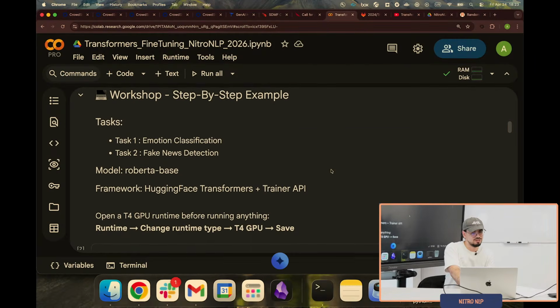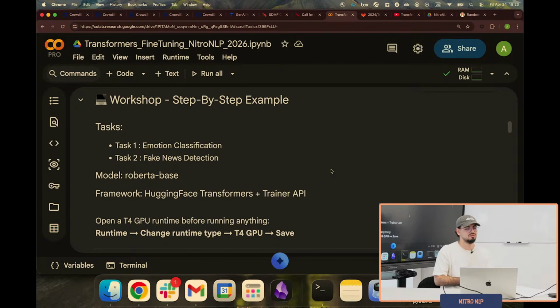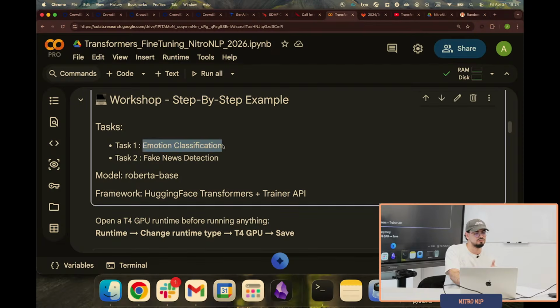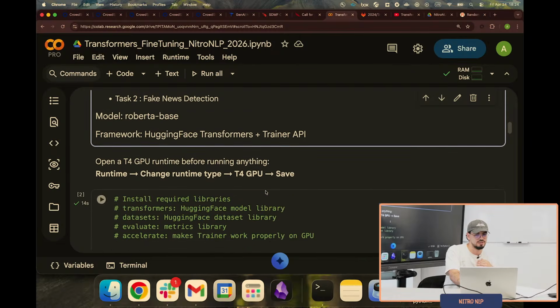All right, let's get to the workshop as a step-by-step example. For today, I prepared two tasks. Task 1 would be emotion classification, and task 2 would be fake news detection. The model would be RoBERTa base, and we're going to use Hugging Face transformers plus a Trainer API.